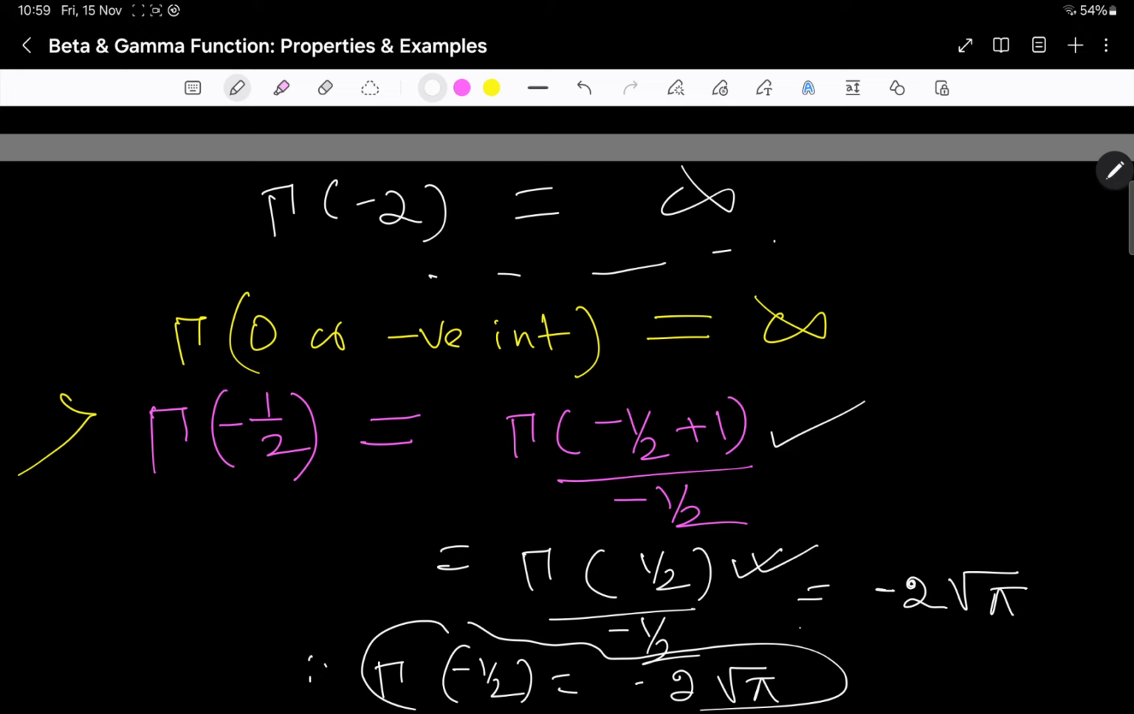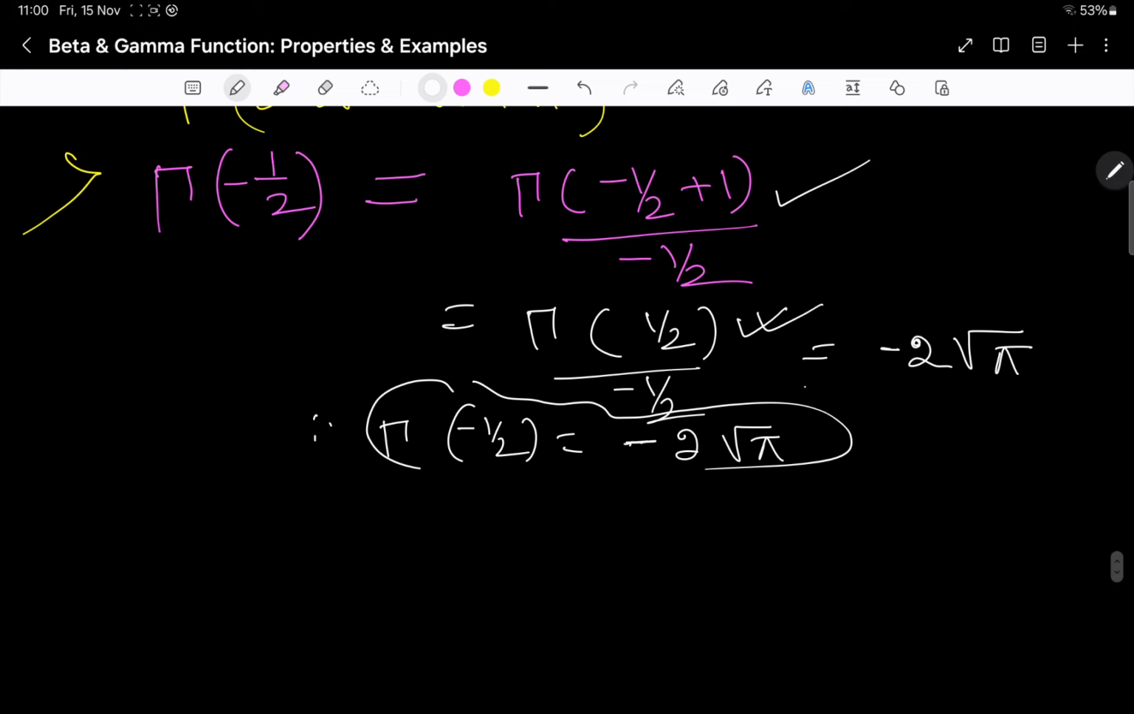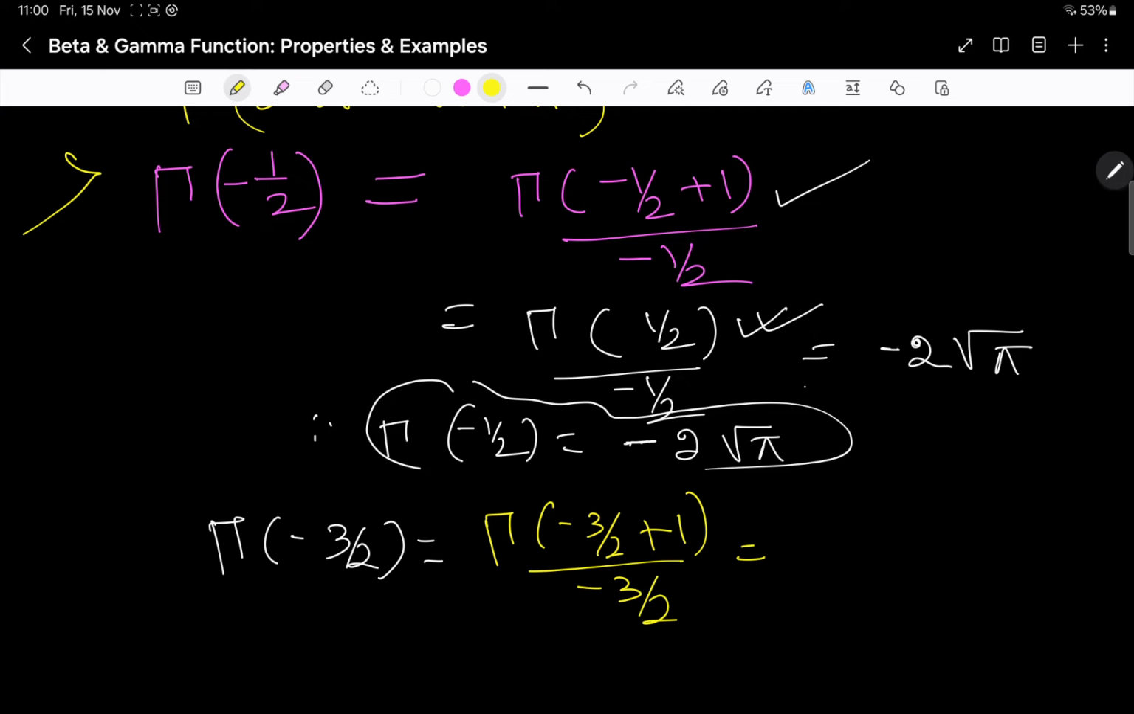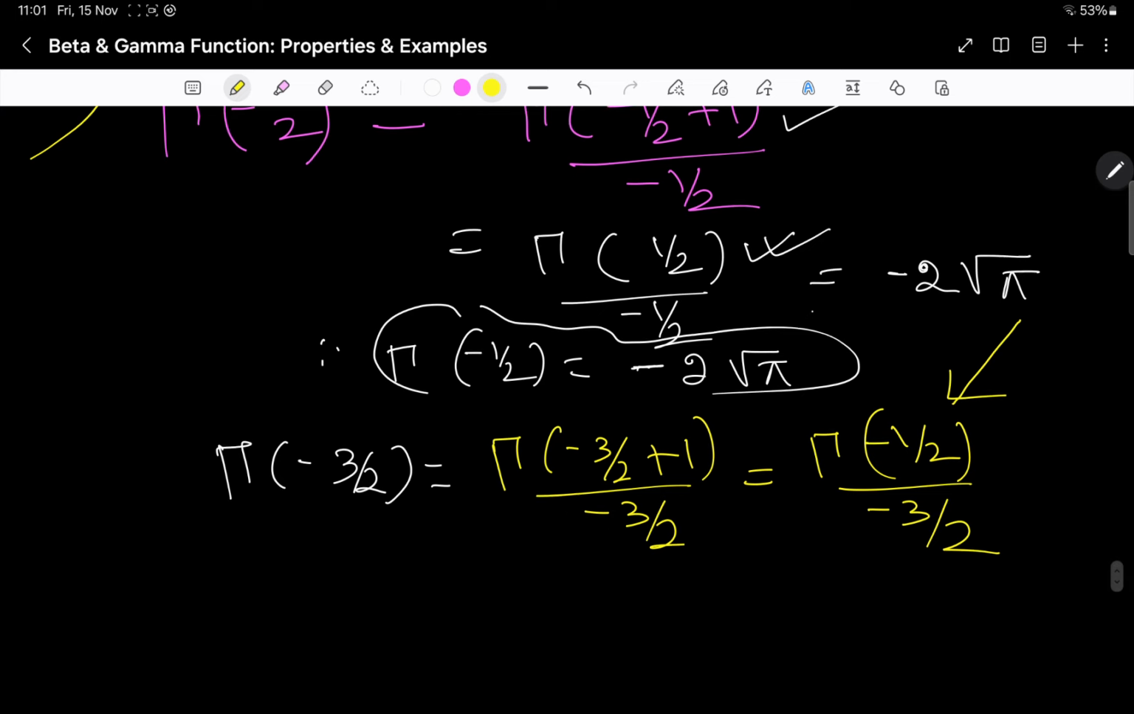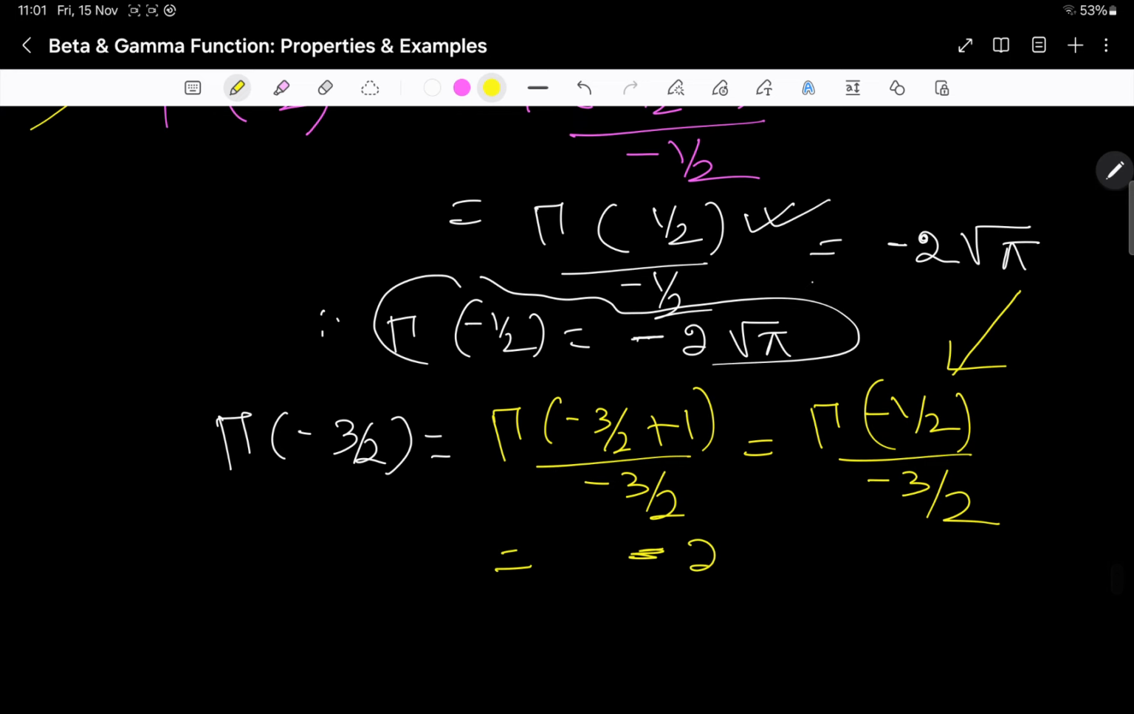So this important result will be used to solve many applications. Similarly, if I ask you what is gamma of minus 3 by 2, it will be gamma of minus 3 by 2 plus 1 by minus 3 by 2, isn't it? So this is equal to gamma of minus half divided by minus 3 by 2. Substituting gamma of minus half, this will be equal to minus 2 root pi into, reversely multiplied, minus 2 by 3. So this is equal to 4 root pi divided by 3.